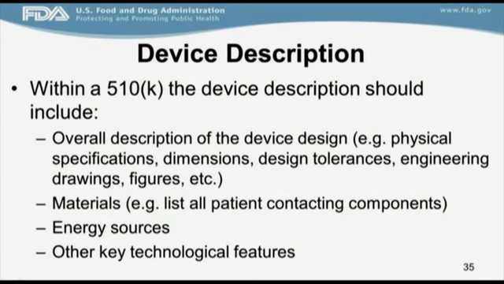Additionally, you want to include a listing of materials, specifically the patient contacting materials, because that will indicate what types of biocompatibility testing would be appropriate. Additionally, within your device description, you want to include energy sources, such as battery or AC power, and you also want to include any key technological features.